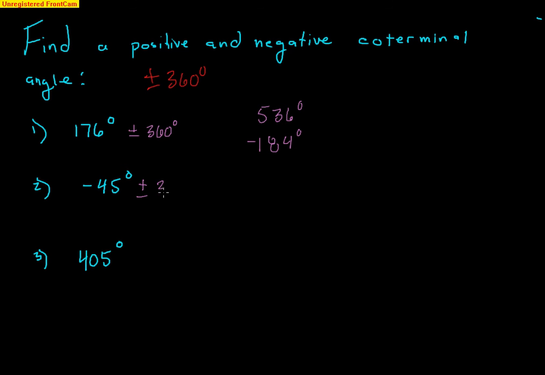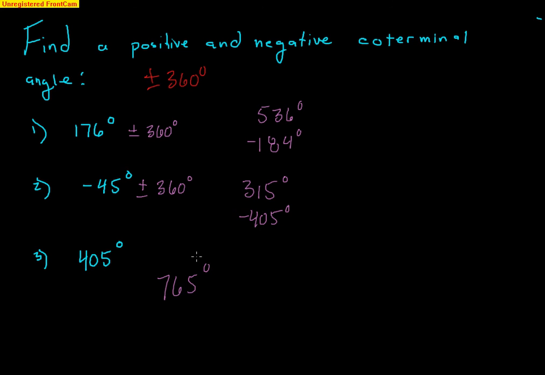Negative 45 degrees, once again, to find coterminal angles, just add or subtract 360. So I'm going to add 360, I'm going to subtract 360, and I get 315 degrees would be a positive coterminal angle, negative 405 degrees would be a negative coterminal angle, but once again I could keep adding and subtracting to get even more and more. 405, I could add 360, and if I add 360 I can get 765 degrees.